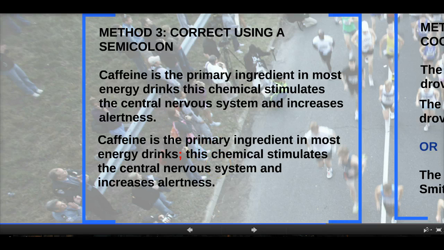Keep in mind with semicolons, almost always we can only use semicolons to join two different thoughts that could stand on their own. So, caffeine is a primary ingredient in most energy drinks. That could definitely stand on its own. It has a subject, it has a verb, and it's a complete thought. This chemical stimulates the central nervous system and increases alertness. That could also stand on its own. We have a subject, this chemical, we have a verb, stimulates, and it's a complete thought. That's how we know we can use this semicolon correctly.